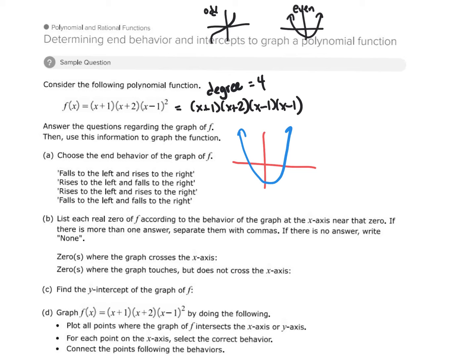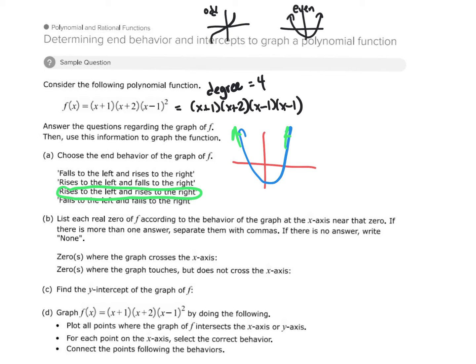No, sorry. It's going to rise to the left and rise to the right. I guess this is kind of worded very funky. So yes, they're both going up. So it's going to be this one. So it rises going left and rises going right.